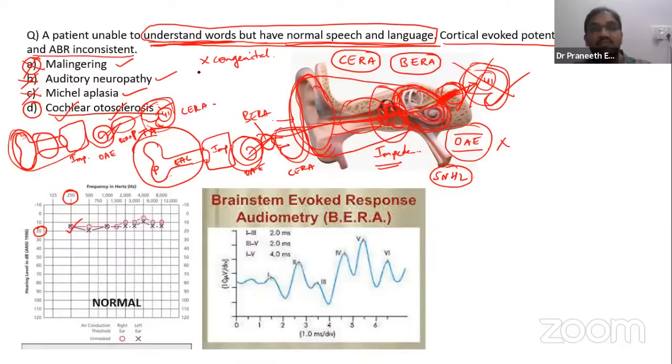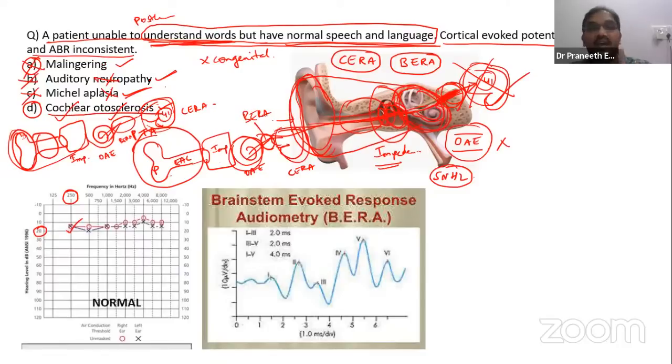So these are the two, prelingual and postlingual. Before developing the speech, that is prelingual. After developing the speech, hearing loss has come, that is postlingual. So remember the difference. The examiner with this line is trying to say that it is a postlingual kind of defect. So definitely auditory neuropathy and Mitchell's aplasia are congenital conditions. So these two are not the answers definitely.